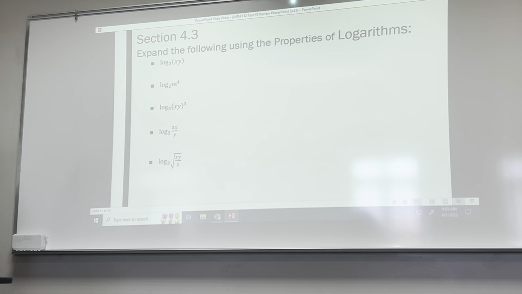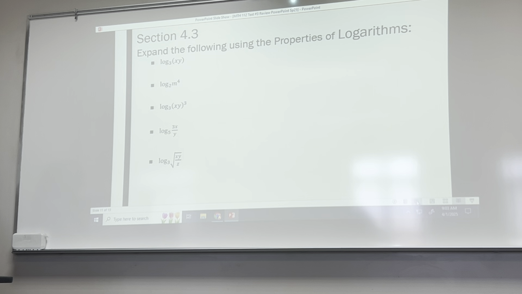Okay, and then we have the expanding and condensing properties. For us, it's just being able to use formulas, right? I mentioned in Calculus 1 we use these properties when we're taking derivatives or integrating. First one is not too bad, it's the log of a product. That's the product rule. That expands to a sum, right? So that would be log base 3 of x plus log base 3 of y.